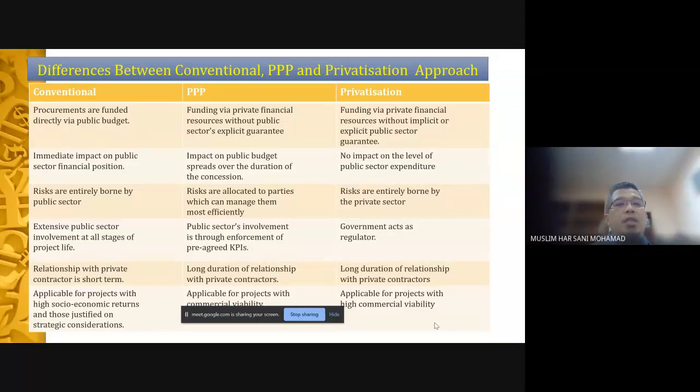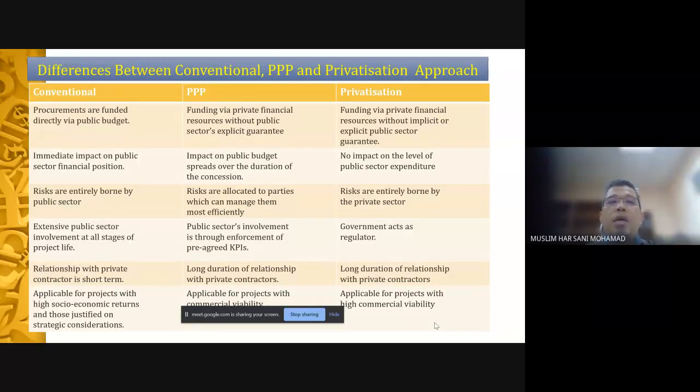Fourth, conventional, extensive public sector involvement at all stages of project life. Even the outsourcing, if you look at awarding the contracts under the tender process, big projects, the government basically will monitor the progress because they will have to certify the payments, make sure that the private suppliers can deliver as what is prescribed in the contracts.